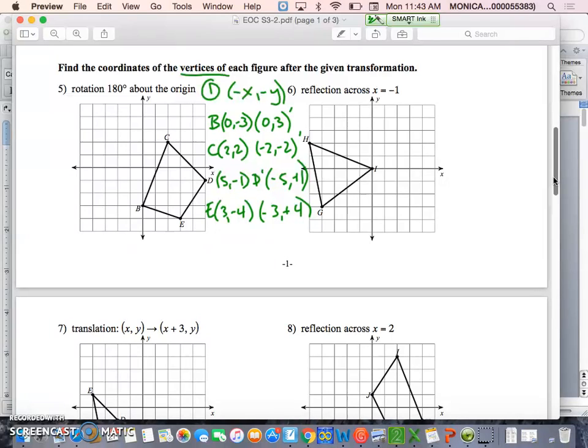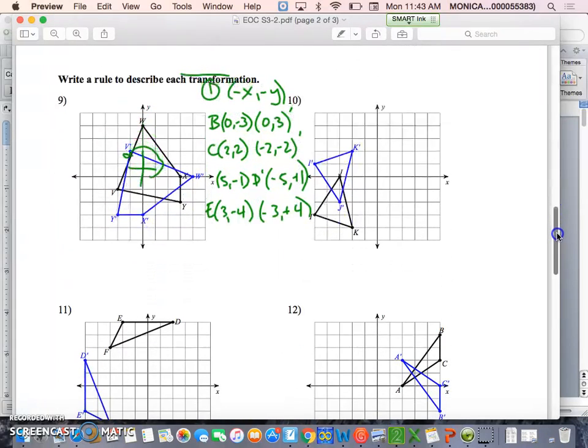Graph it, and you should see that it's a 180-degree rotation. Or, once again, you can take your graph paper, or even if you don't have graph paper, your work paper, draw the X in the middle, and actually rotate it 180 degrees. So what you would do is you would turn it once and then twice.